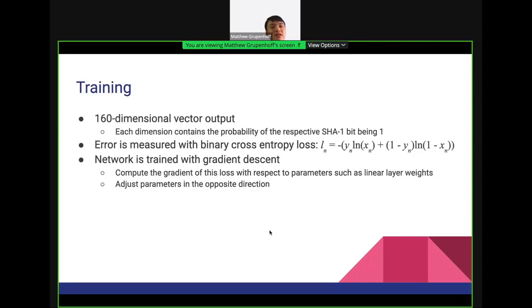So to train it, since this is SHA-1, it's 20 bytes. That becomes 160 bits, so there's one dimension for each bit. And that's a probability of the bit being 1, because neural networks are always continuous. Because of this, the error here was measured through a loss function called binary cross-entropy loss. And it has this equation right here, which is basically the average of a bunch of natural logs.